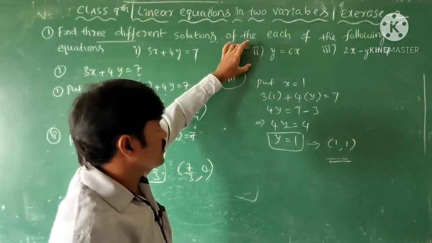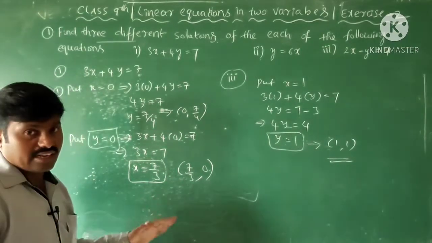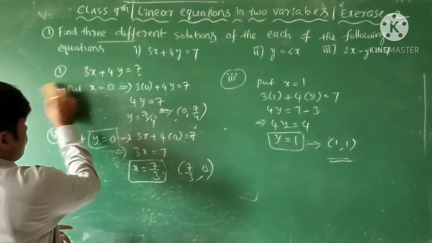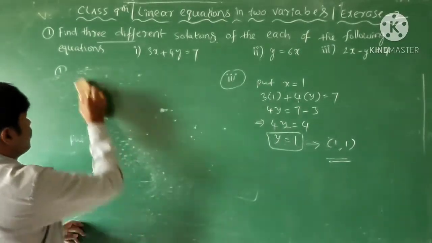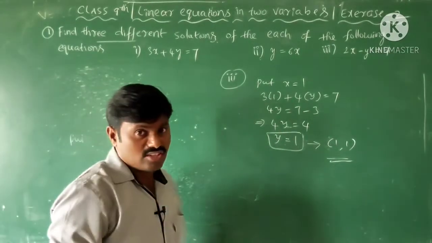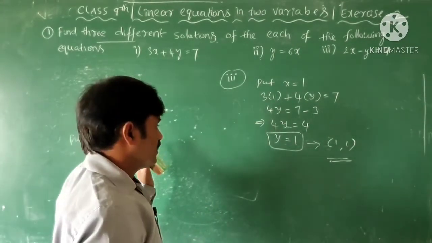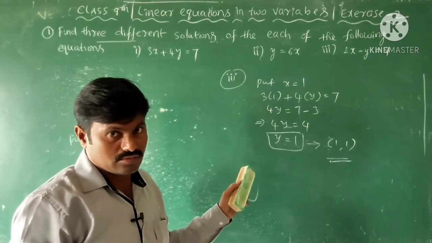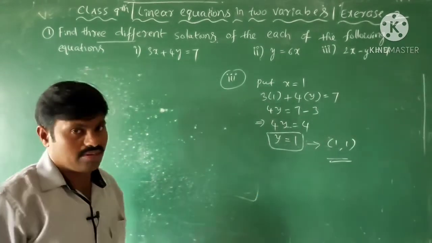Now if you come to this question, that is y is equal to 6x, keep it on pause and write in your notes. Right. Now we have to write the conclusion. Therefore the three different solutions of the given equation are 0 comma 7 by 4, 7 by 3 comma 0 and 1 comma 1.